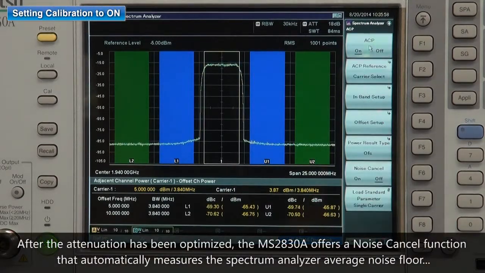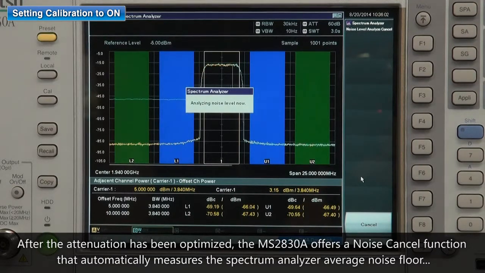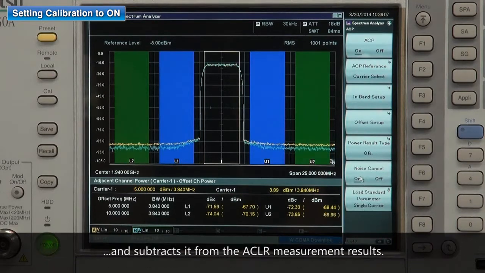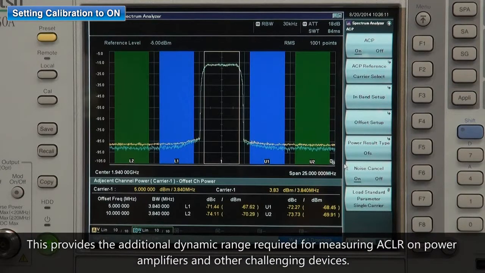After the attenuation has been optimized, the MS2830A offers a noise cancel function that automatically measures the spectrum analyzer average noise floor and subtracts it from the ACLR measurement results. This provides the additional dynamic range required for measuring ACLR on power amplifiers and other challenging devices.